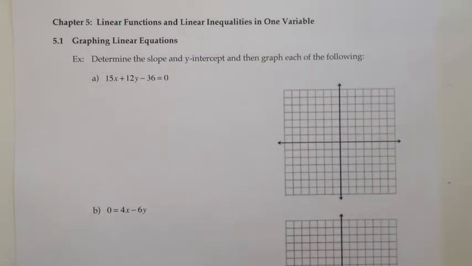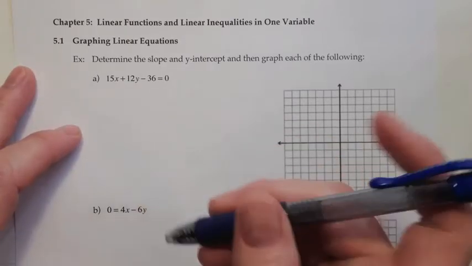Section 5.1, Graphing Linear Equations. Determine the slope and y-intercept and then graph each of the following. So they want us to take 15x plus 12y minus 36 equals 0 and figure out the slope and the y-intercept. As we saw at the end of chapter 4, if you want to do that, you need to solve this equation for y.